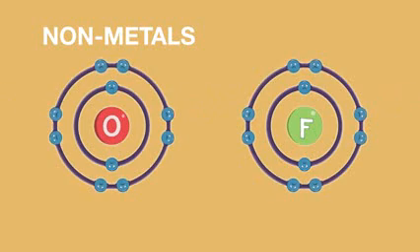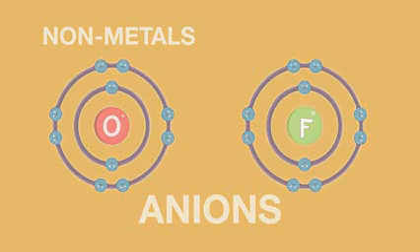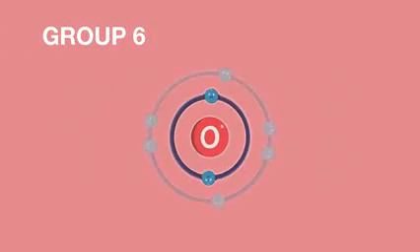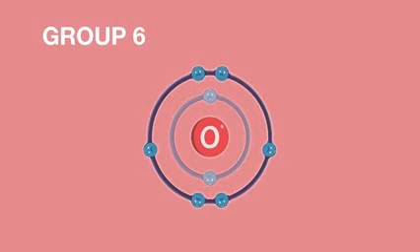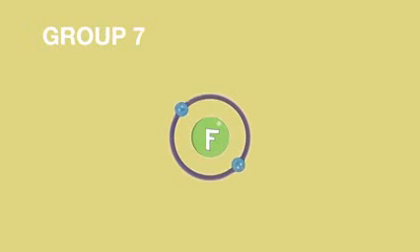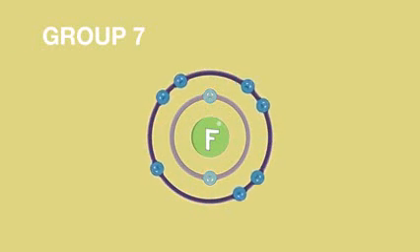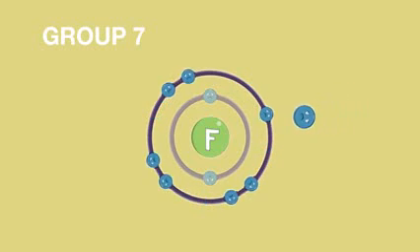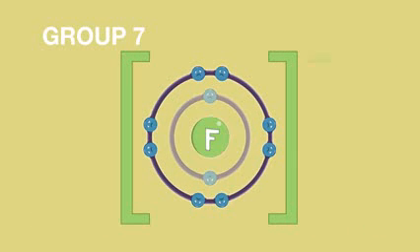Oxygen and fluorine are both nonmetals. Nonmetals tend to gain electrons to form anions. Oxygen is in group 6 and has 6 valence electrons. It gains 2 electrons to form an ion with a -2 charge. Fluorine is in group 7 and has 7 valence electrons. It gains 1 electron to form an ion with a -1 charge.